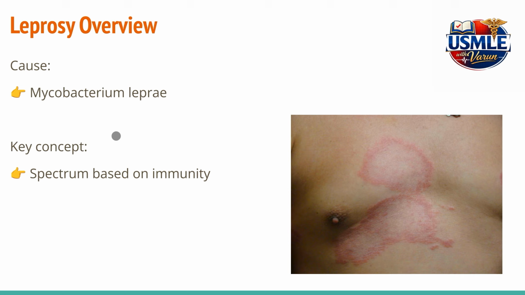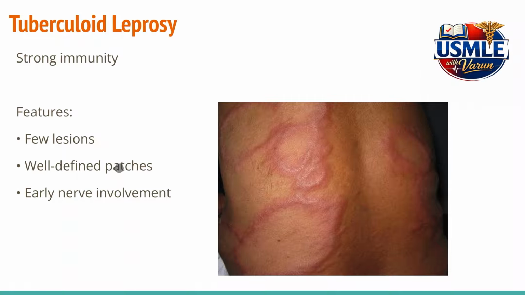Leprosy is a chronic infection that is caused by Mycobacterium leprae. What makes this disease unique is that it exists on a spectrum, and the exact presentation depends on how strong the patient's immune response is. So instead of memorizing the diseases, we need to think of this disease as a spectrum with extremities on two sides.